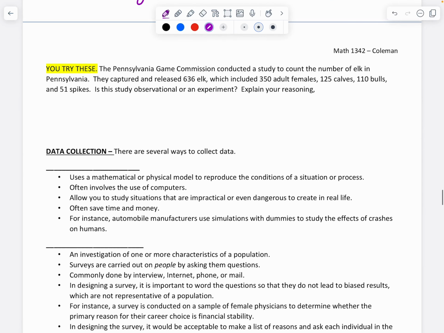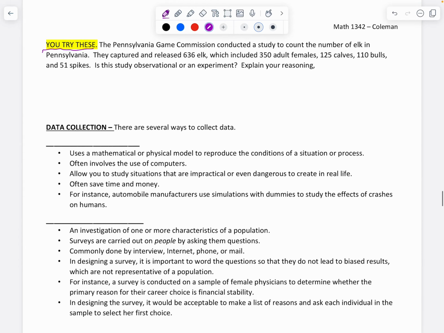All right. Here's another one for you to try. So try this one. Explain your reasoning again. Please make sure you get used to explaining your reasoning. That's going to be on your tests.